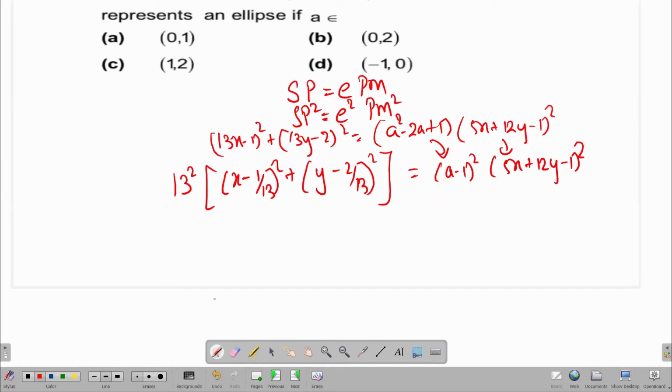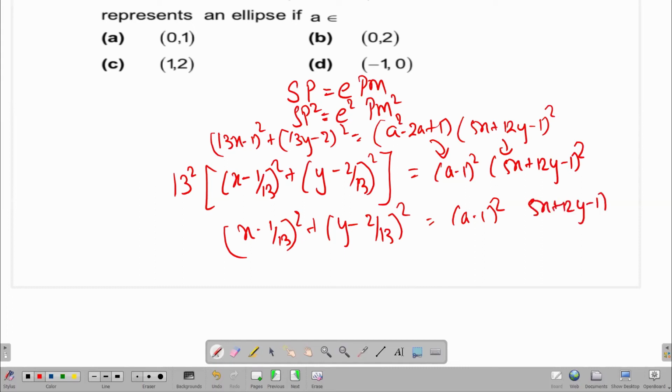Now, if I take this 13 to the RHS, it comes out like this. And I take this 13 square as the denominator of this equation. So I can write this. This is my 13 square. Now, again, I am rewriting this.